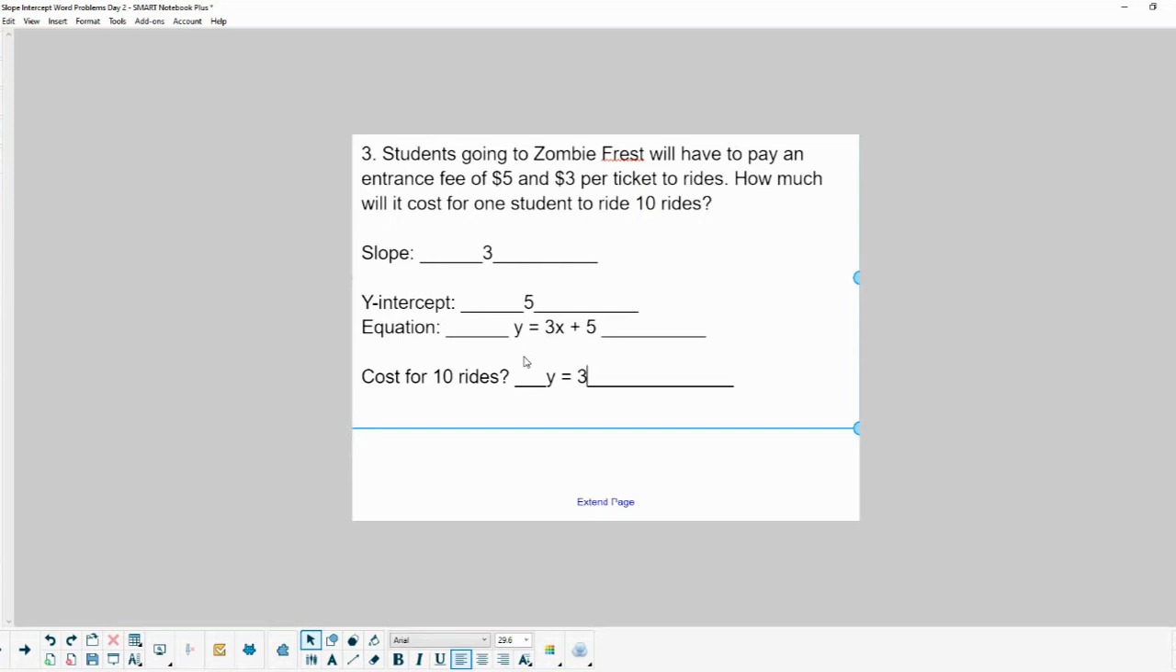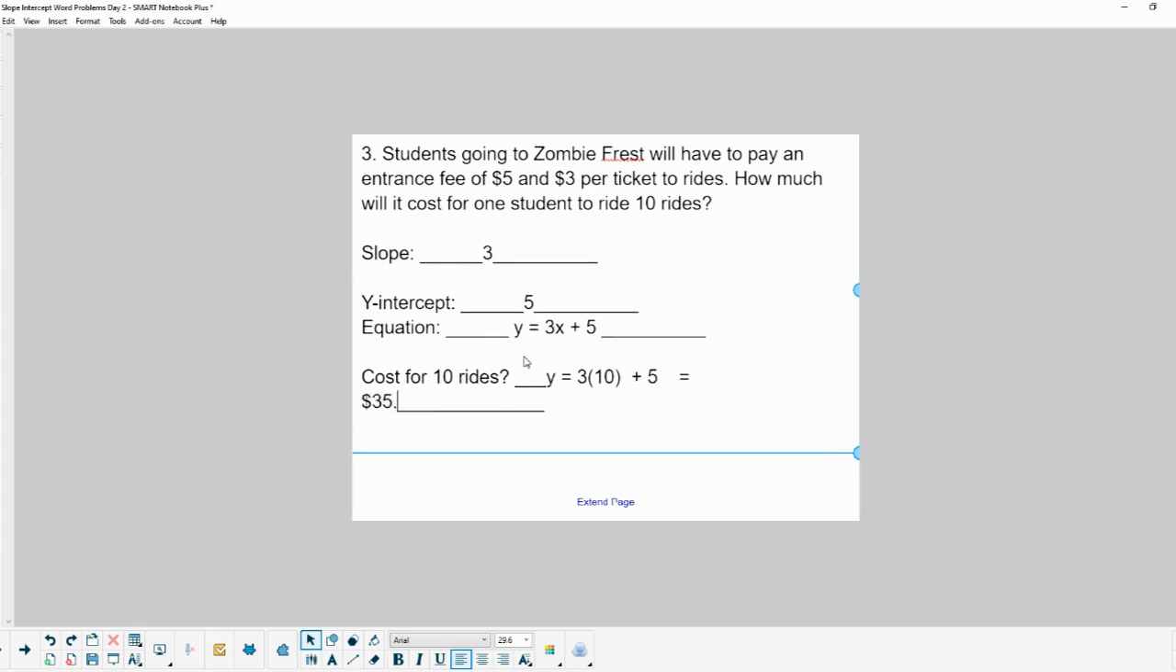So we're going to have 3 times 10. And then we're going to add on to that the $5 and the initial fee. So 3 times 10 is 30. 30 plus 5 equals a total of $35. So that's how much it's going to cost to go on 10 rides, all things being equal.